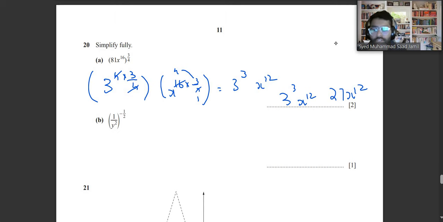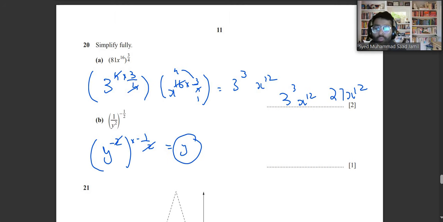Now next question, it says 1 upon y squared, raised to power negative 1 upon 2. If you want to remove the negative sign, it will become y raised to power negative 2 multiplied by negative 1 upon 2. So the 2 gets cancelled out, the negative also gets cancelled out, so the answer is y.